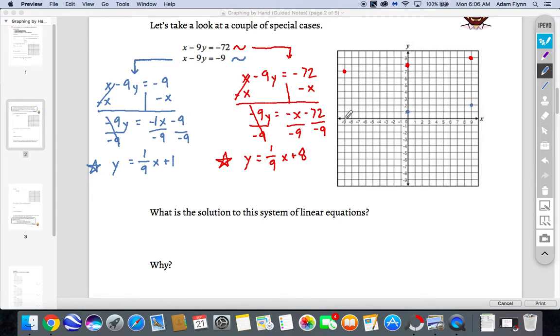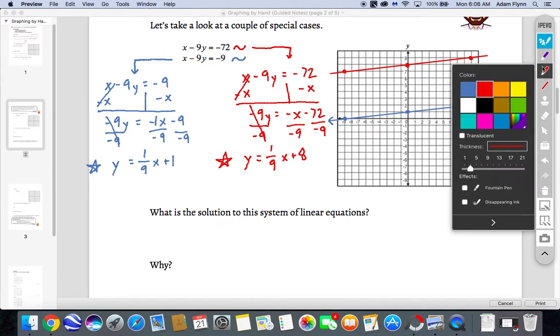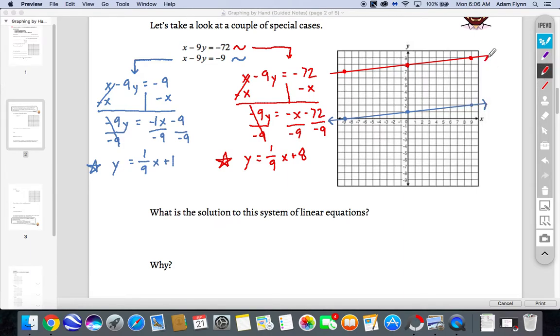Down 1, to the left 9. Create a couple nice lines here. Some arrows, because they are lines. They will continue forever, even though our grids are only 10 by 10. These will go to infinity and beyond.